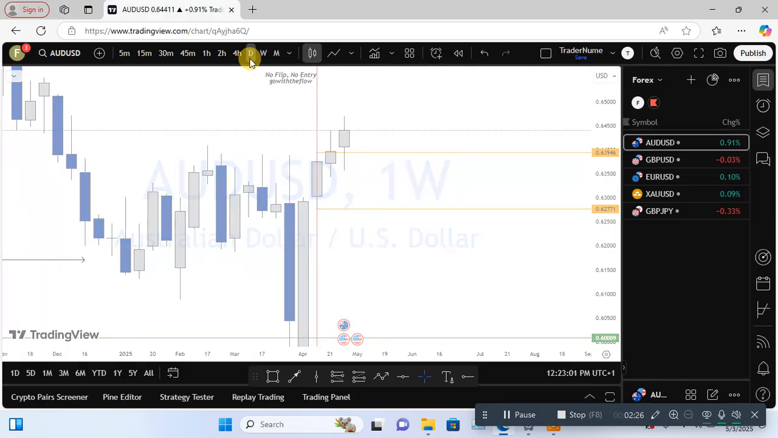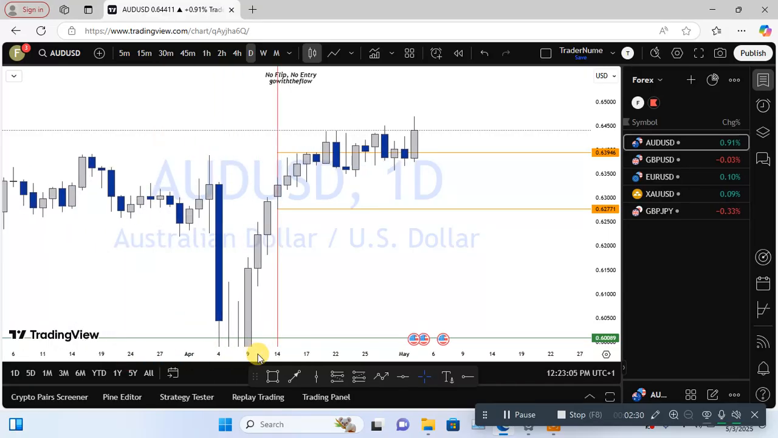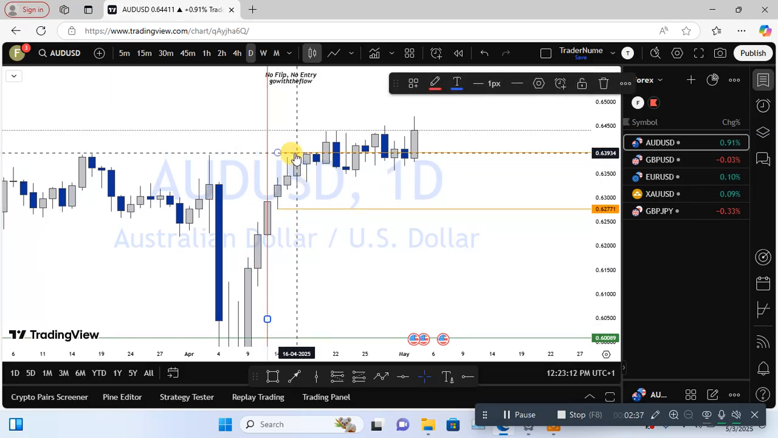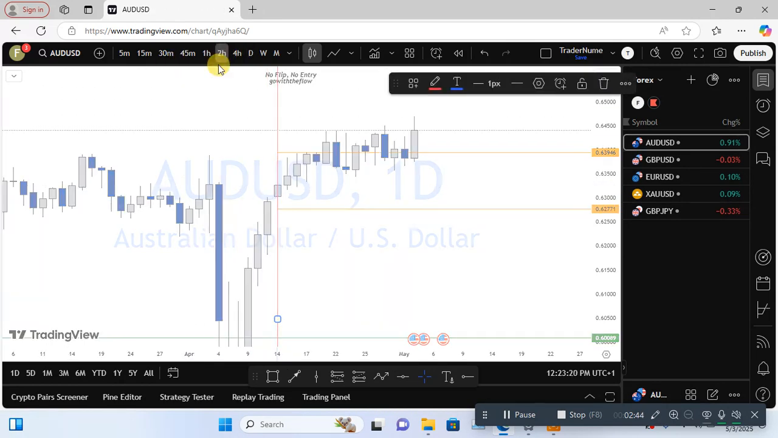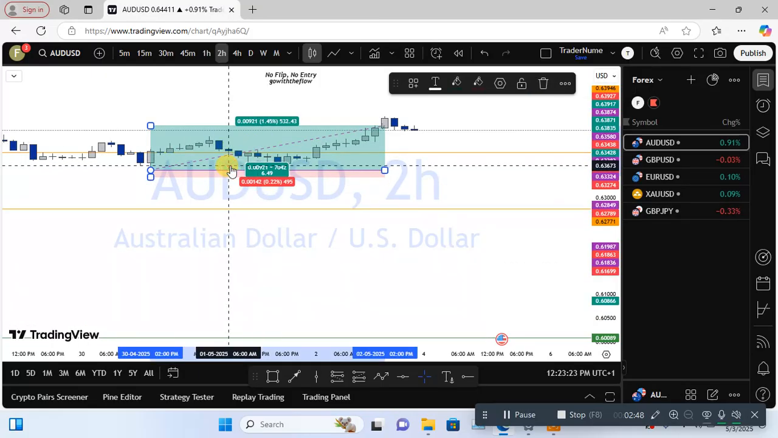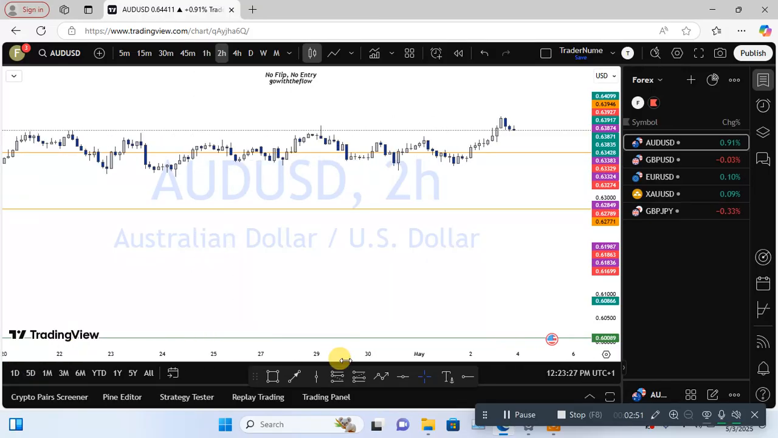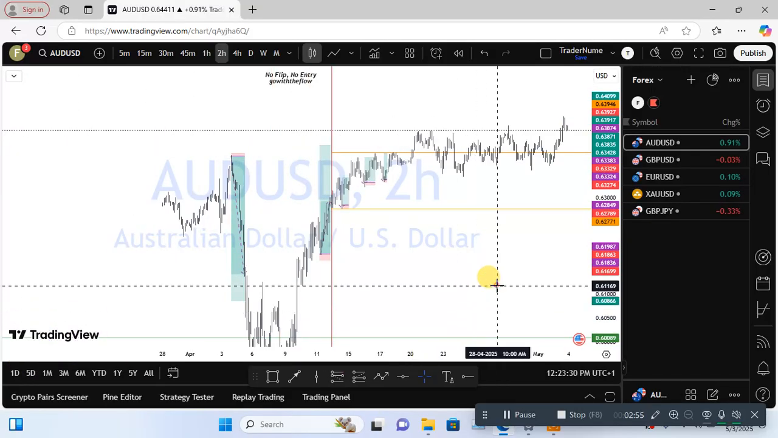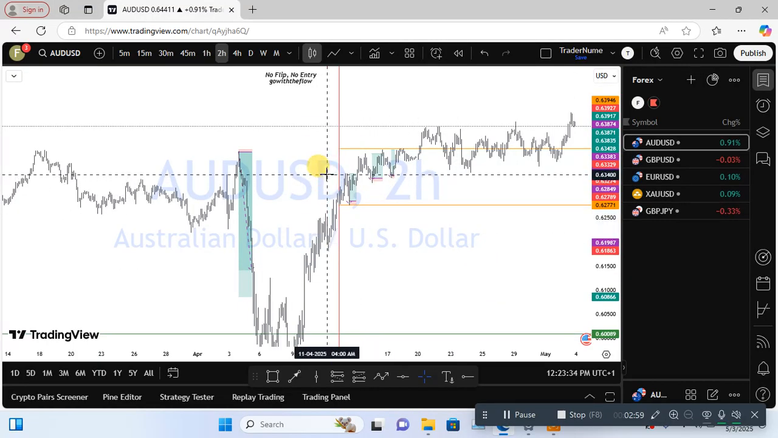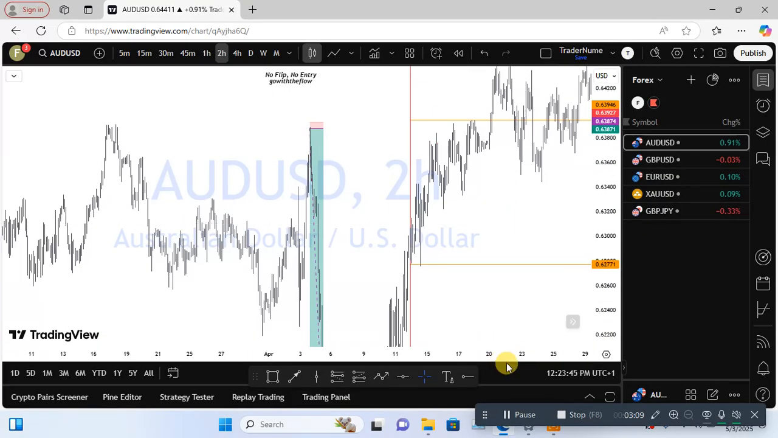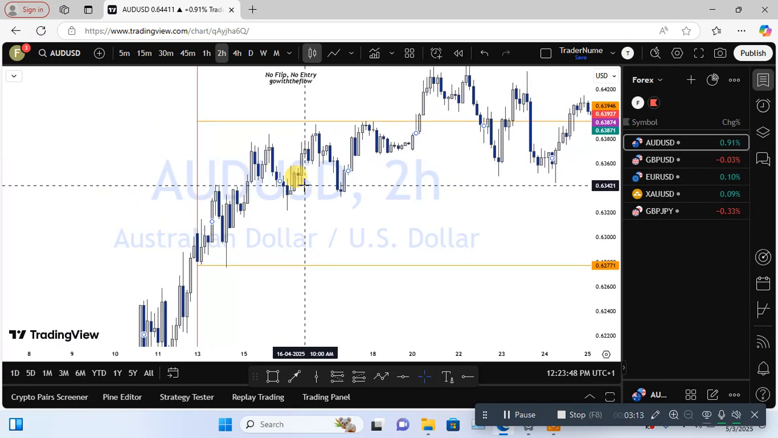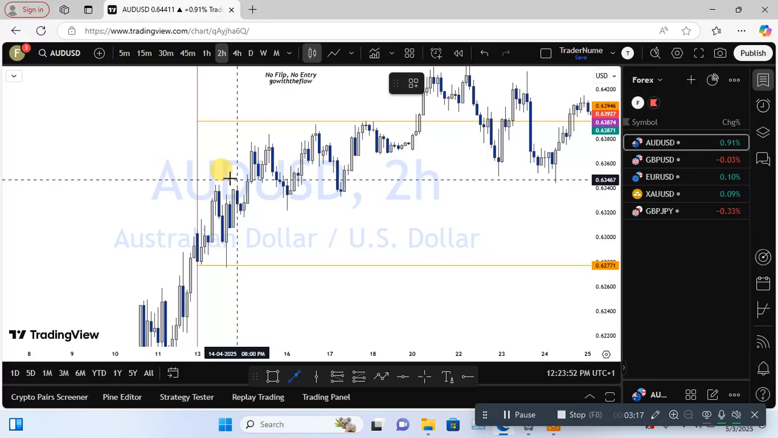Then we're going to move down to the daily time frame. As you can see, this is where the week started. The week started here and it went up that previous week, so we're going to go to the 2 hours time frame. I'll delete this. Now judging from the 2 hours time frame, what we want to see is possible breaks of structure. We want to mark out our breaks of structure, right? So this is the first break of structure.